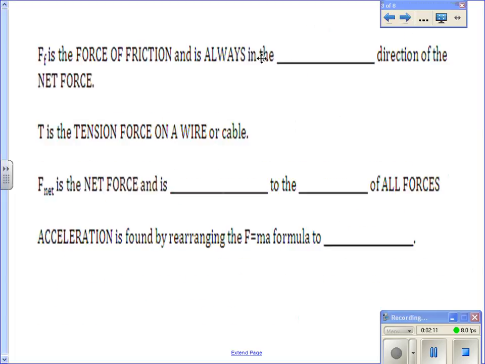F of F is the force of friction and always opposes, always in the opposite direction of, not the net force but motion. Friction always opposes motion. T is the tension force on a wire, cable, rope, anything like that that's used to hang something, and it can be shown as force with a T at the bottom for tension.